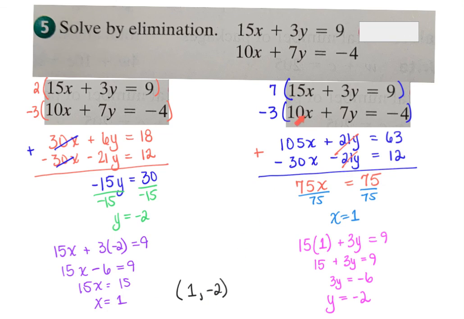If you decided to cancel your y's, top one by 7, bottom one by negative 3, or this could be negative, positive. Either way, your y's will cancel. 105x and negative 30x is 75x. When you add these two, 75 and x is 1. When you plug it back in, y is negative 2. Either way, you get a final answer of 1, negative 2.